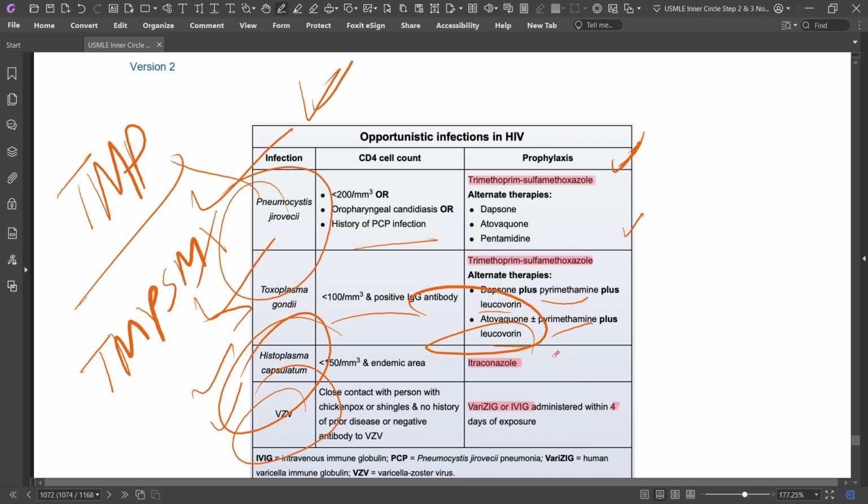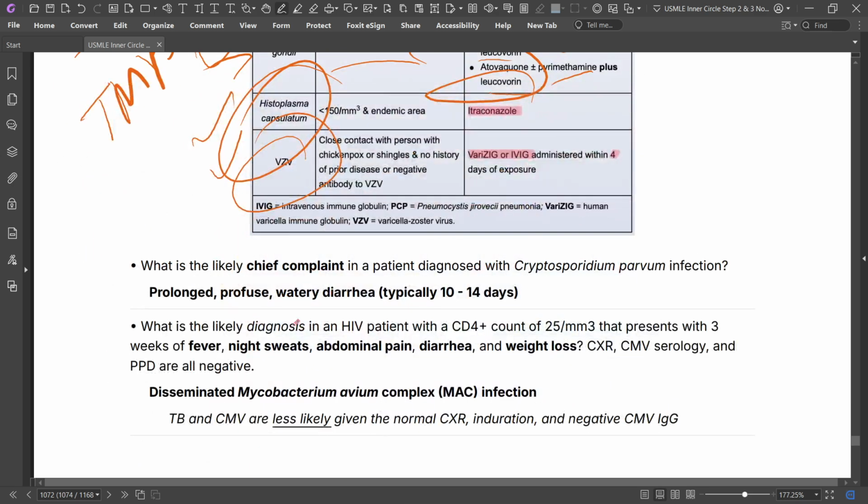Within 4 days of exposure. Okay, now what is the likely chief complaint in a patient diagnosed with Cryptosporidium parvum? Prolonged profuse watery diarrhea, typically 10 to 14 days.